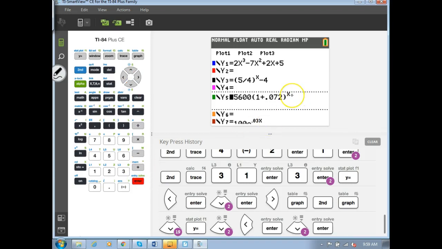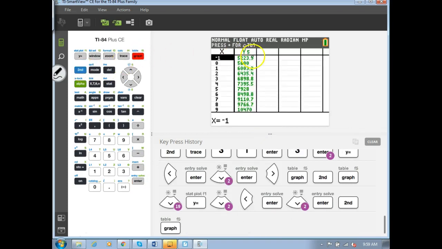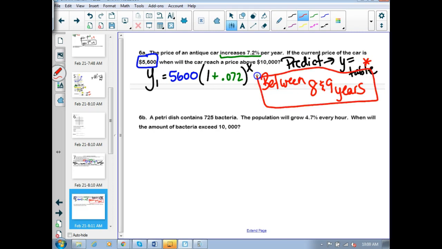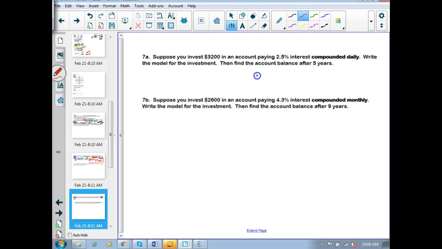So notice x is a variable because it's going to change with the table. And then we're going to go to the table, and we're trying to predict when it hits over 10,000. So if I'm looking at the amount of the car right here, so between 8 and 9 years. So you can say after 8 years, you can say between 8 and 9 years. We're just looking for an approximate answer from you today on Algebra 2 questions. So between 8 and 9 years. But you're going to look at your table. Alright, so that shouldn't be too bad. The hard part of that question is programming it properly. If you don't have the right function, you're going to have trouble.